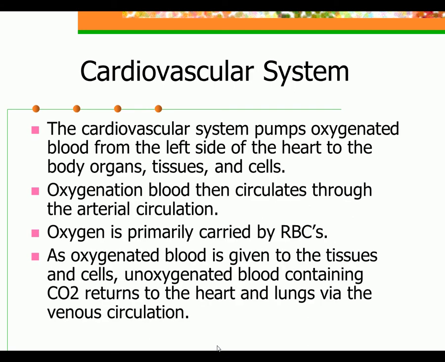The cardiovascular system is important. We know it pumps oxygenated blood through the arterial circulation, and it is the primary carrier of your red blood cells. As oxygenated blood is given to the tissues and the cells, unoxygenated blood containing CO2 returns to the heart and lungs via the venous circulation, where it is oxygenated and sent back out again.